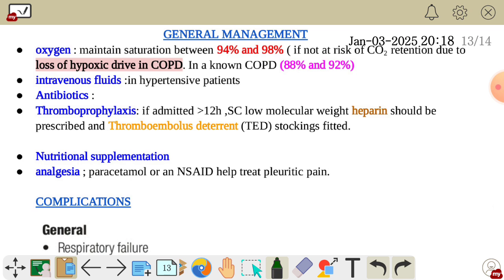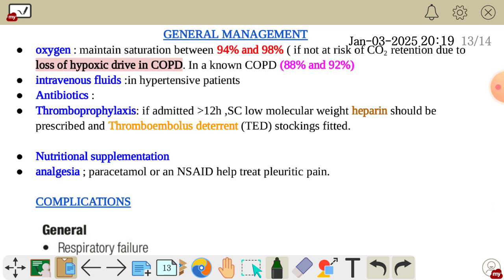Another thing we should do is administer fluids intravenously, that is in hypotensive patients. We also need to give antibiotics, as I've explained with the CURB-65. The antibiotics are administered as such: we assess using the CURB-65 and look at how we can do the treatment.